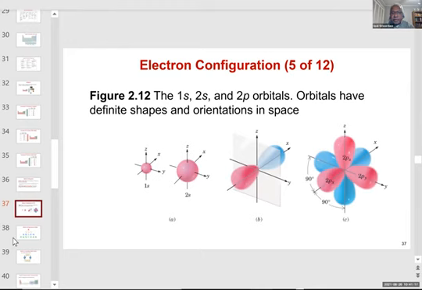The 2 means the second shell, and the 1 in front of the s means the first shell. S is the orbital. Orbital is the shape of the electron. So there are different shapes of the electron for different orbitals. For example, the s orbital has a spherical shape.